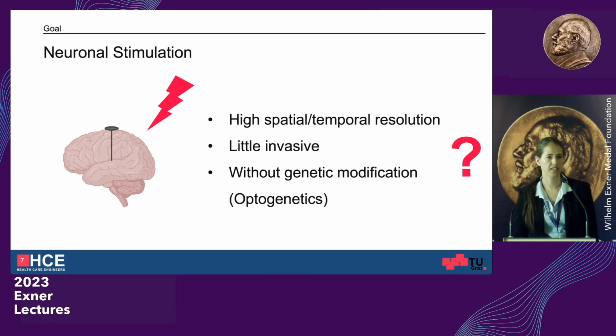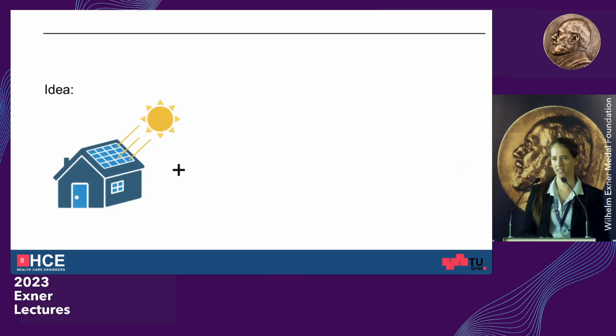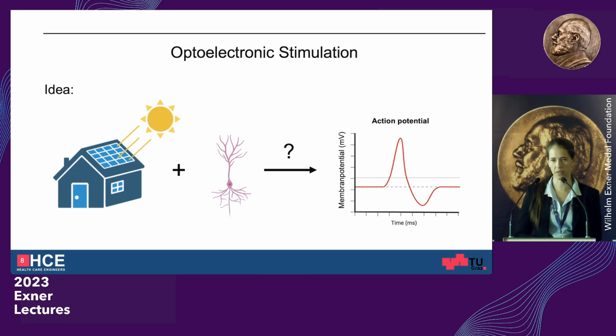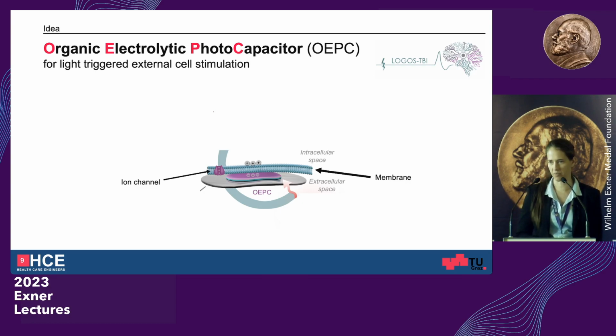So we came up with the idea of using a solar cell kind of device and combining it with the neurons to see if we can make them fire an action potential. We were not sure if this would work. Let's have a look at the working principle. So these are basically the devices that we are using. These are organic electrolytic photocapacitors, or in short, we call them OEPC devices, for light-triggered extracellular stimulation.